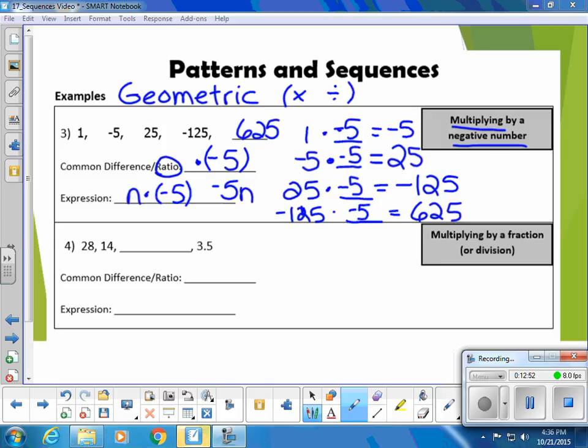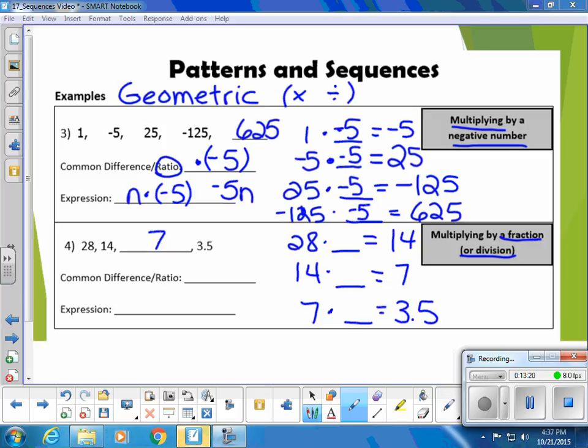Okay, the next one is by a fraction, which remember also means division. So we're looking at this, and I'm going from 28 times something or divided by, and that gave me 14. And I am at 14, I multiply by the same thing, and I get 7. I'll give you that. Then I'm at 7, I multiply by the same thing, and I get 3.5. Okay, what am I multiplying each time or dividing by?